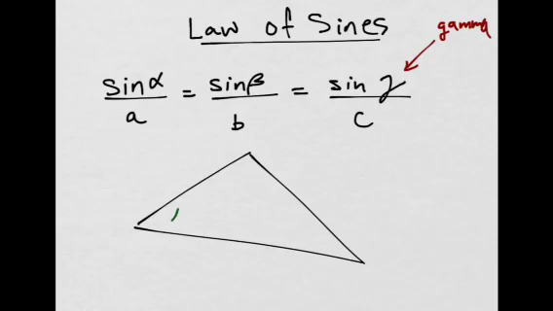Alpha, the angle alpha, because those are all angles, alpha is going to be opposite side A. Beta is going to be opposite side B. So the angle beta is opposite B. And the last one, gamma, it's like a Y with a little curly down there. Gamma is going to be opposite side C. So that's very, very important.